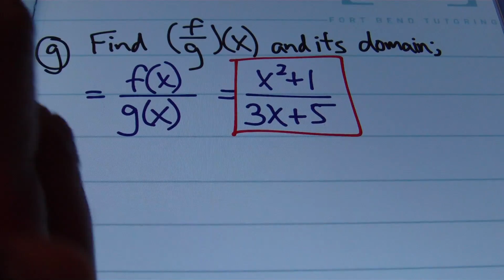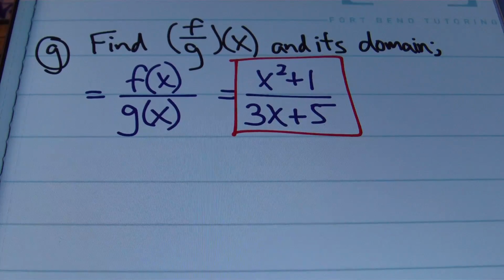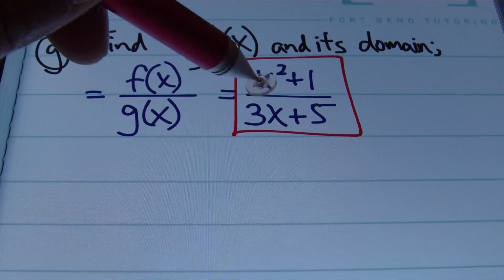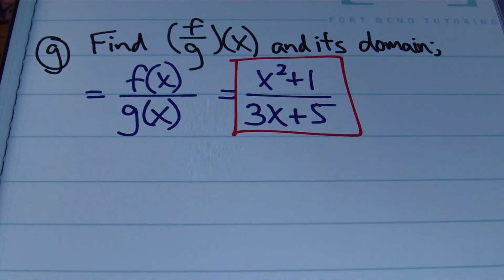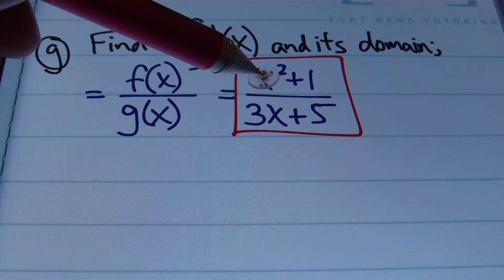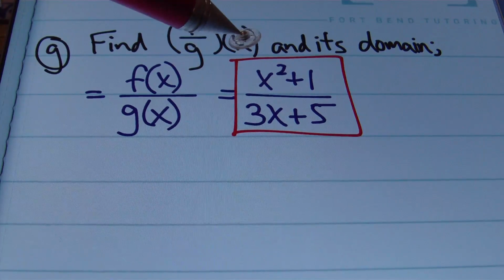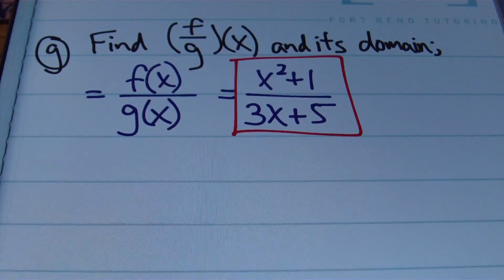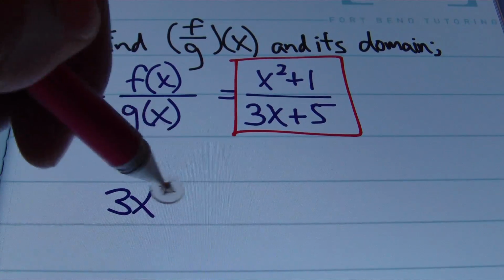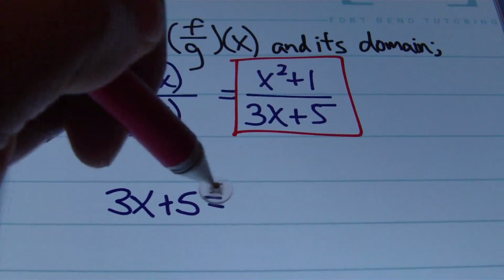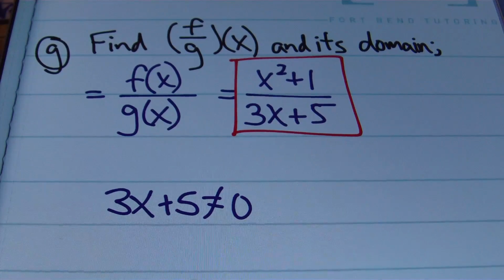The next part of the answer is the domain. The denominator is my only concern, because as far as the domain is concerned, you're trying to avoid domain restrictions. I can't have 0 in the denominator of a fraction, because it's undefined. So let's set that denominator not equal to 0: 3x plus 5 cannot equal 0, because that would make the whole function undefined.